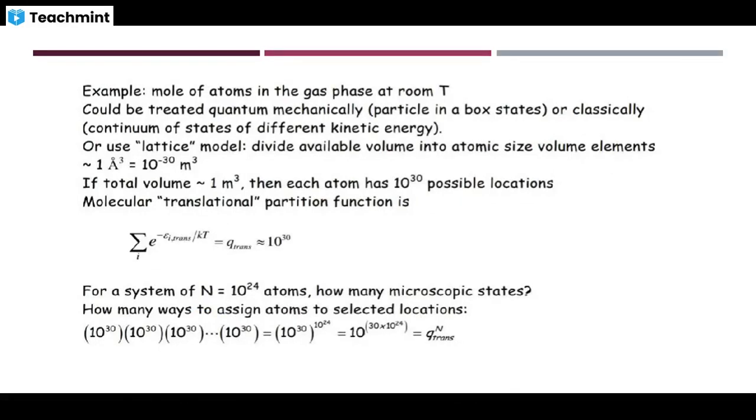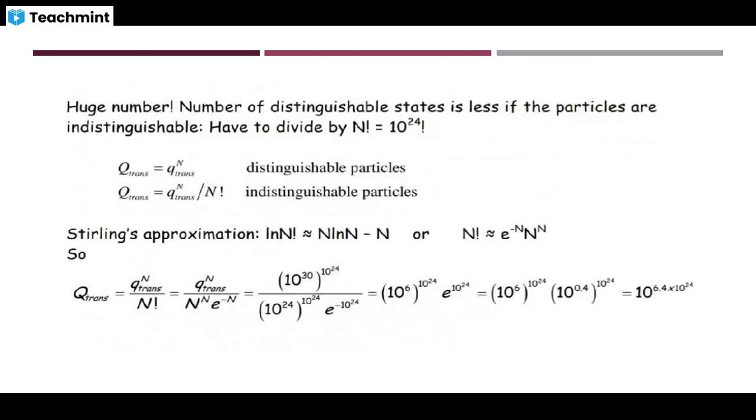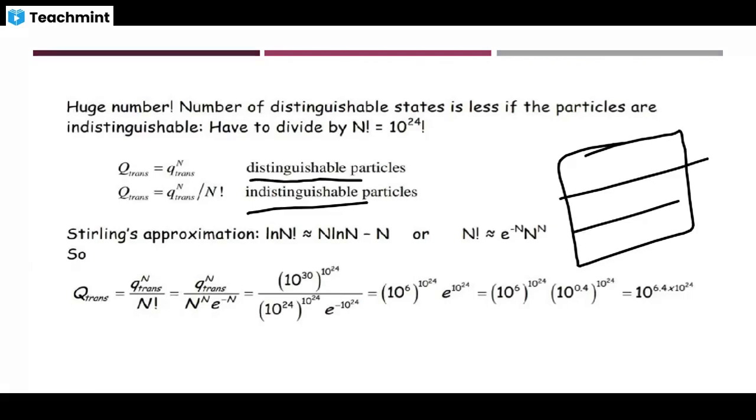This huge number of distinguishable states is more than if the particles are indistinguishable; you have to divide by n factorial. So this is for distinguishable particles. For indistinguishable particles, you should divide by n factorial. If you take a lattice like that, distinguishable means each particle you can differentiate. So A and B, like that, C. So this is different from BAC. So you can differentiate the different possible states.